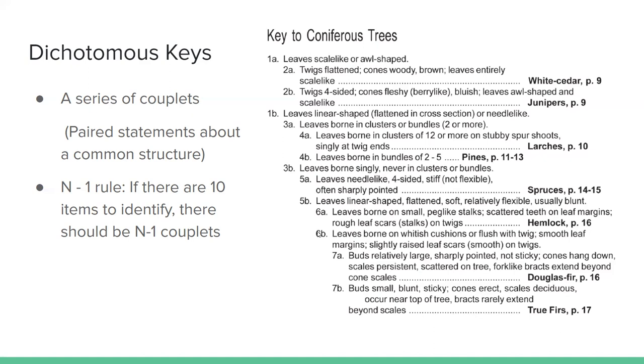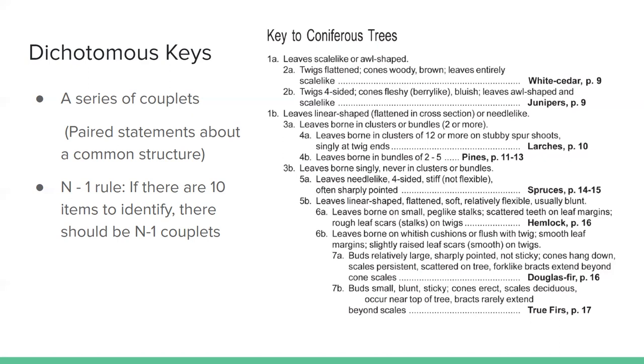So we know we have one of these kinds of firs, and we should have gotten to 7B, the true fir. So at this point, it's when you would have consulted those descriptions and images. So you know that everything you're looking at there would be on page 17 or potentially page 16 if you can't tell whether it's 7A or 7B.